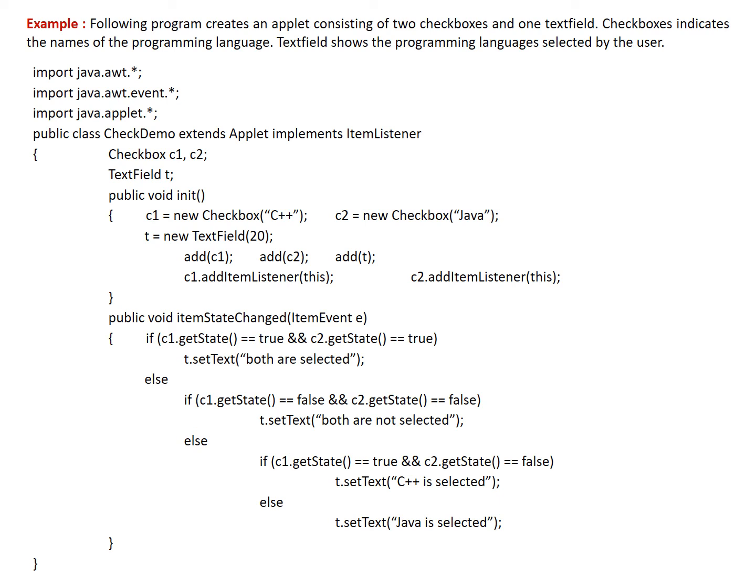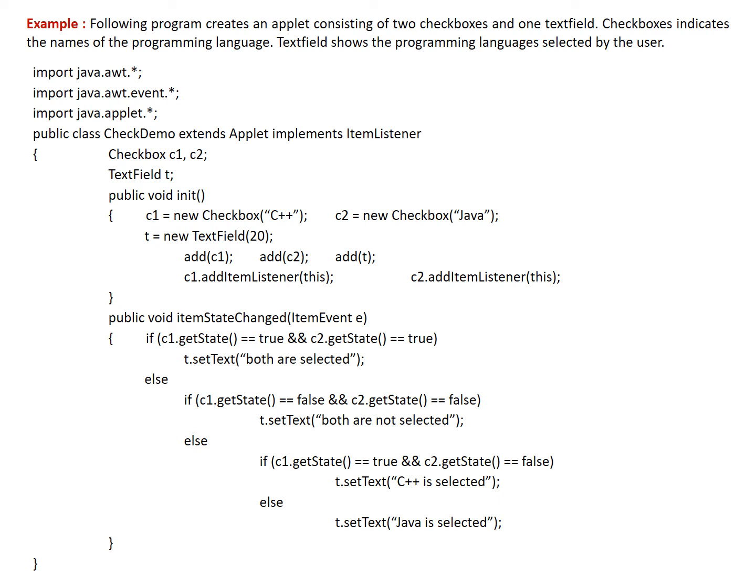Then C1.addItemListener(this) and C2.addItemListener(this). That is, the listener object and the checkboxes C1 and C2 are connected. Then the method itemStateChanged is defined.